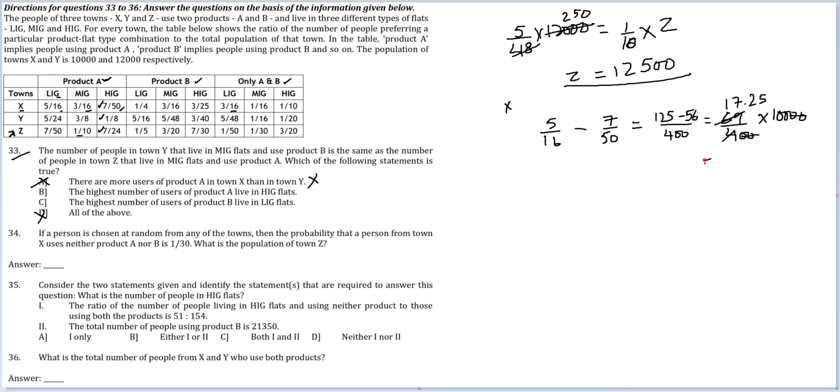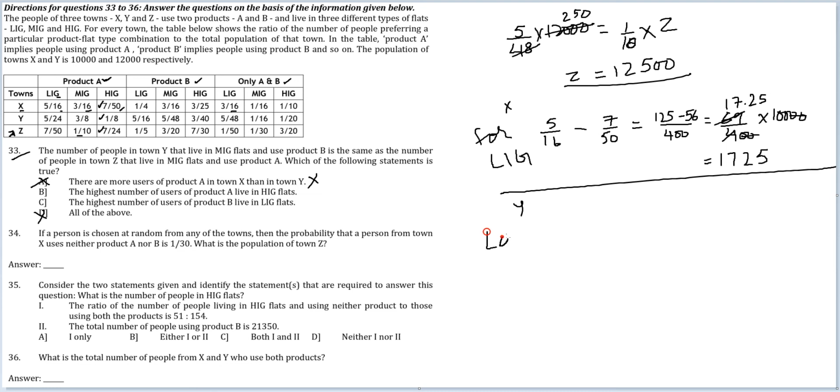17.25. I get 1725. I don't know if my maths is accurate, but it seems like it should be right. This is the lead for LIG, for LIG compared to MIG. How I've chosen LIG is I'm seeing that LIG has a much bigger lead than HIG in X.